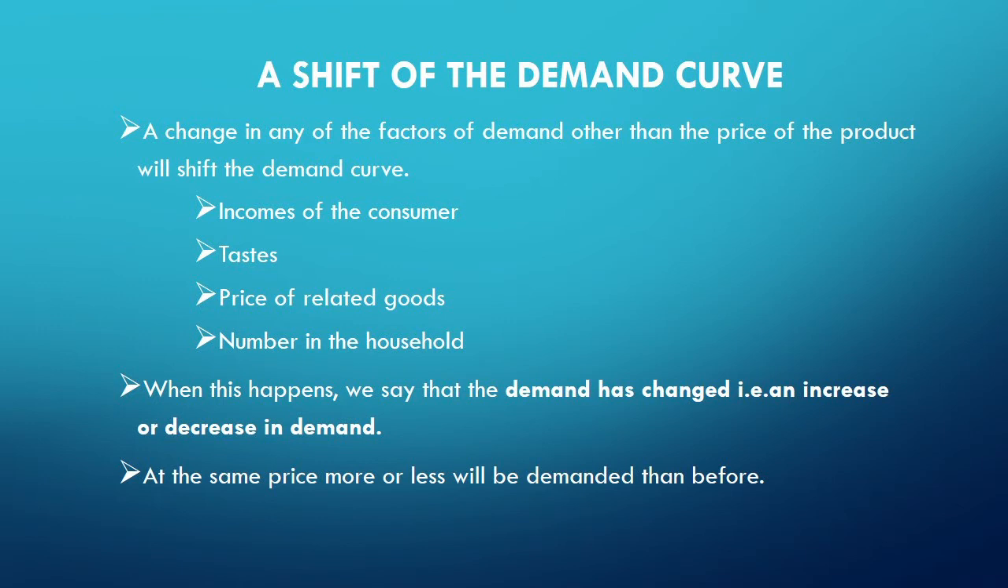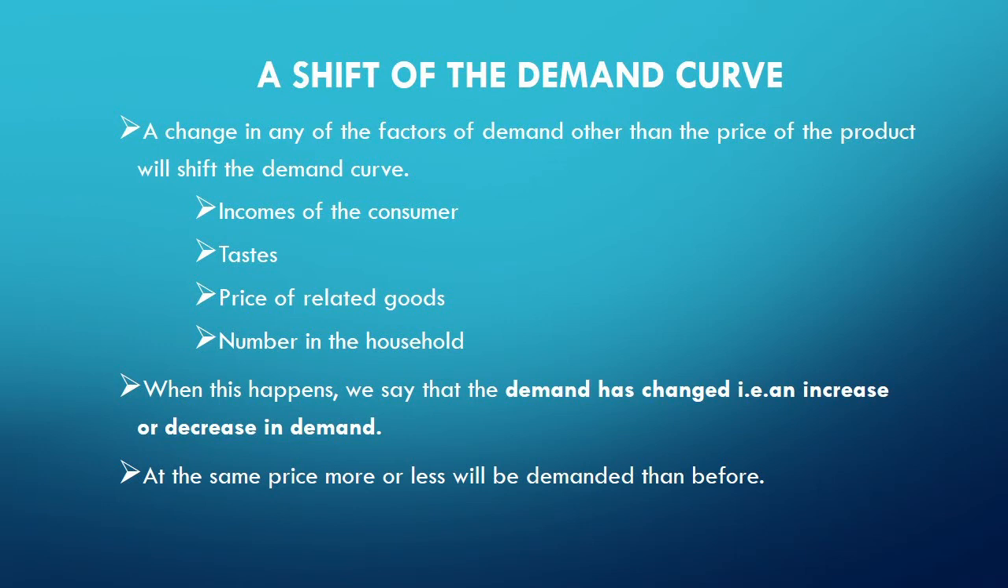Whenever the demand curve shifts to the right, we say that there is an increase in demand. And whenever it shifts to the left, we say that there is a decrease in demand. Note, we don't use the words quantity demanded here. And this shift of the demand curve is caused by factors such as incomes of the consumer, taste of the consumer, price of a related good, numbers in the household.